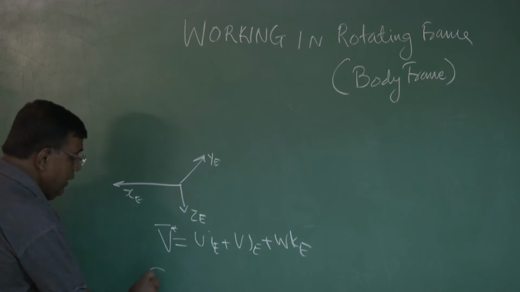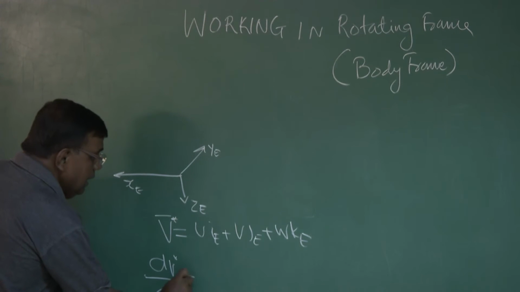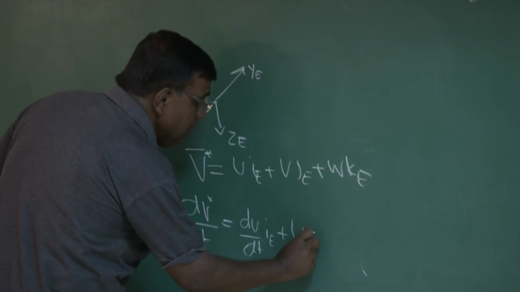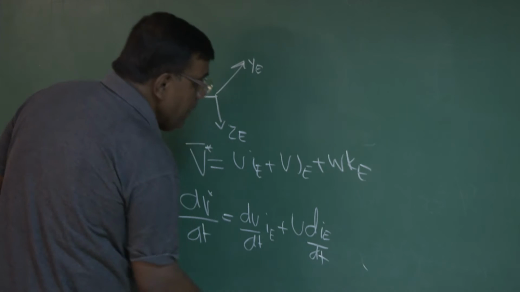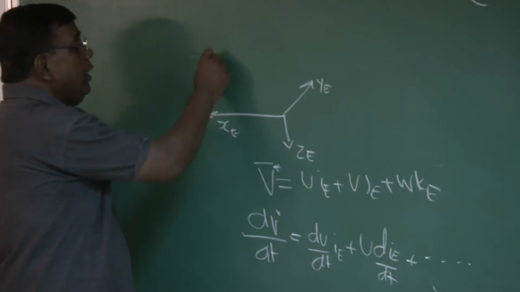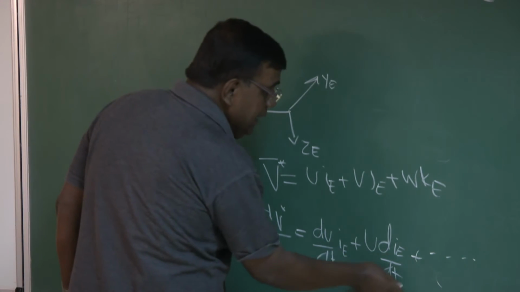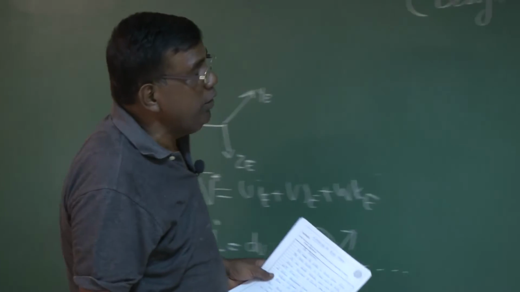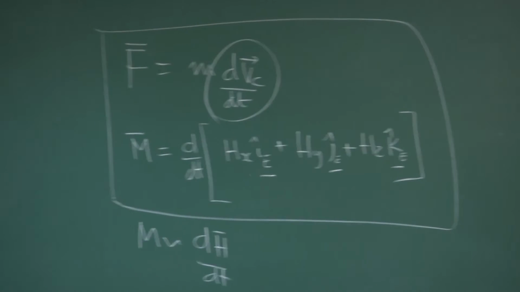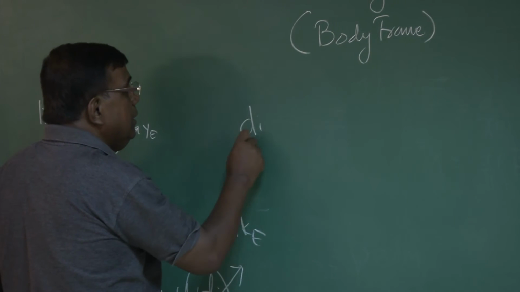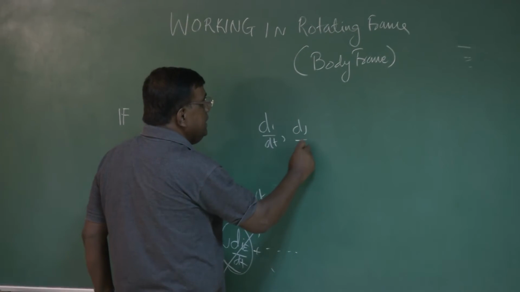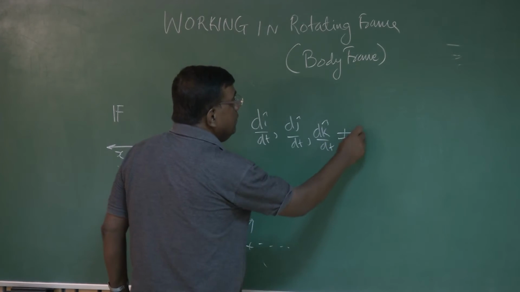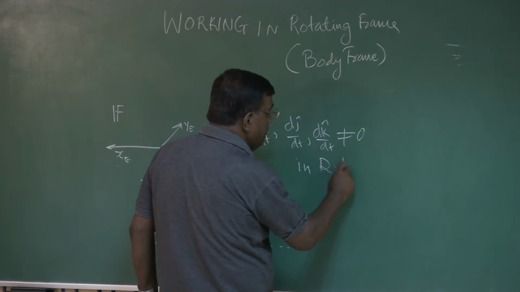It's a v star. So if I do dv star by dt, I see one term is du by dt into ie, the second term is u into die by dt. Similarly, the other terms will come. But if I am working in an inertial frame, as it is here, die by dt is 0 because it is fixed. But if I want to do this derivative in a rotating frame, then di by dt, dj by dt, or dk by dt, the unit vectors, are not equal to 0 in the rotating frame. That is the problem.